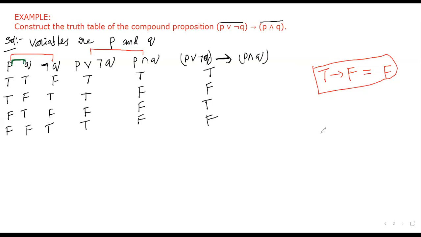Do you understand? Sir, can you explain again about the conditional statements? I was having a hard time understanding the conditional statement. I mean, it's about hypothesis and conclusion, right? Can you please explain about the truth table of this compound?